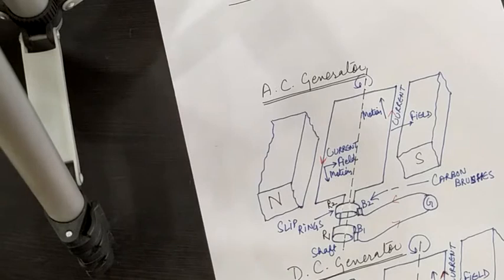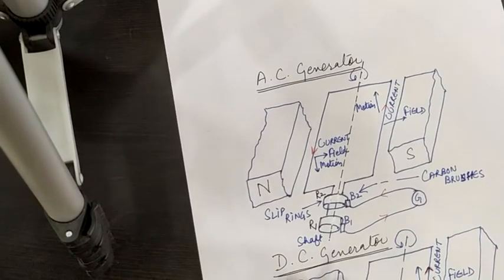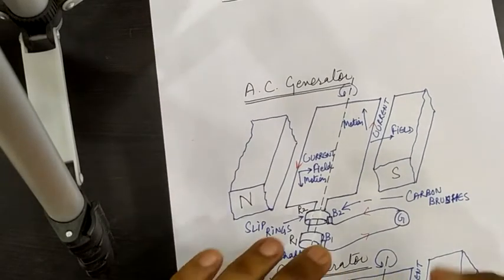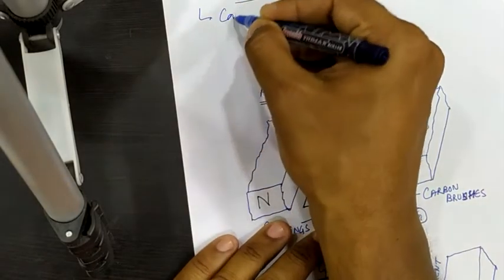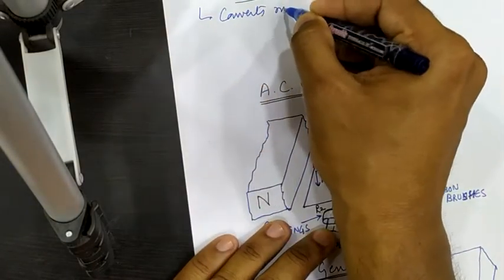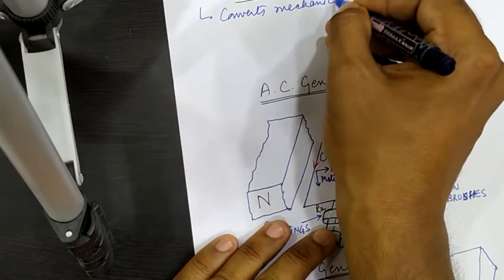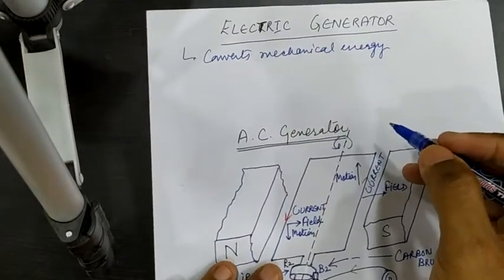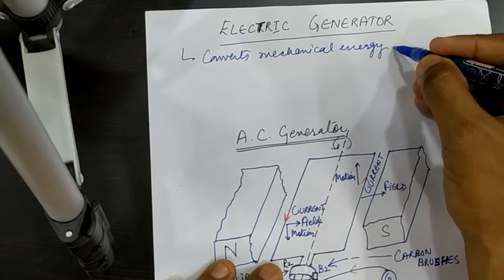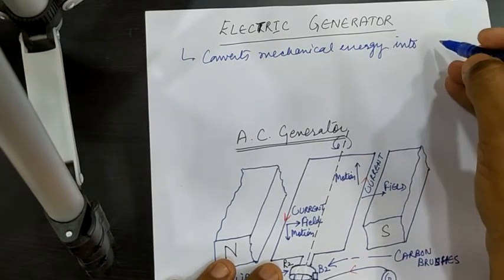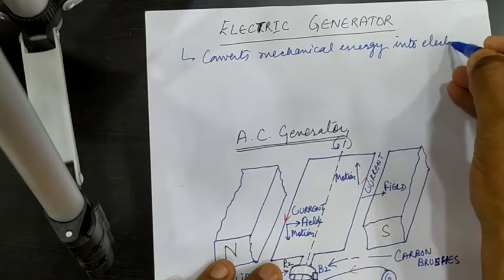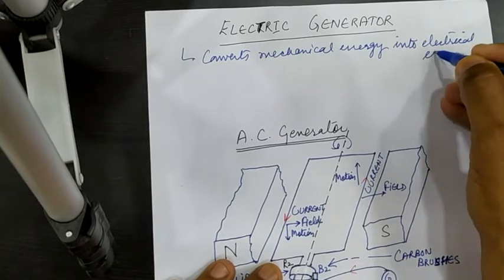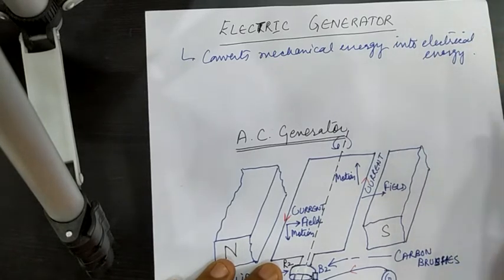So now we come to the topic of the generator. What is a generator? A generator converts mechanical energy into electrical energy. This is the purpose for which generators are used.